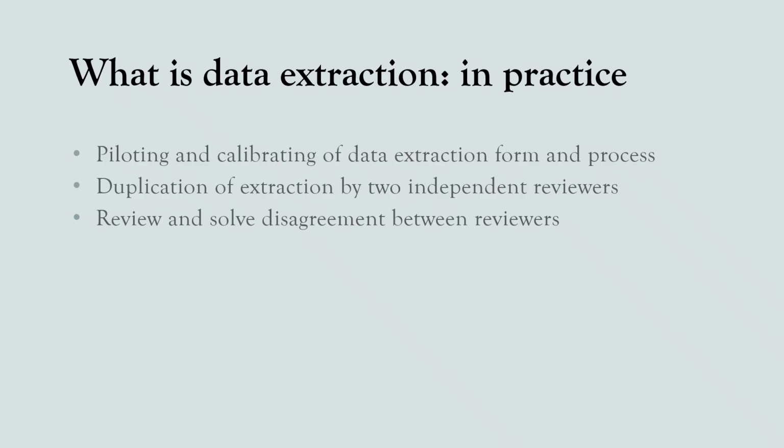Next, data extraction is usually done by two independent reviewers. Each reviewer extracts the data separately from the same studies. This helps reduce mistakes and personal bias. And finally, the reviewers compare their extracted data. If there are any disagreements, they discuss them and resolve the differences. And sometimes a third reviewer is involved if consensus cannot be reached.